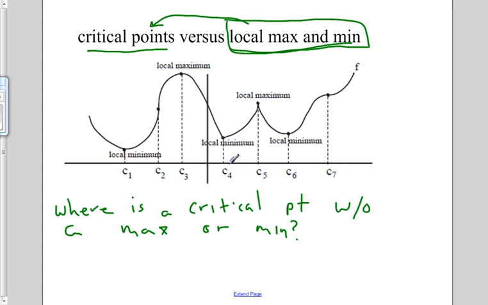You hopefully guessed it right. This point: the derivative is undefined because it's locally vertical, but it's not a local max or min. And this point also, the derivative is 0 at that point, but it's not a local max or min. So those are examples of critical points that aren't local maxes or mins.